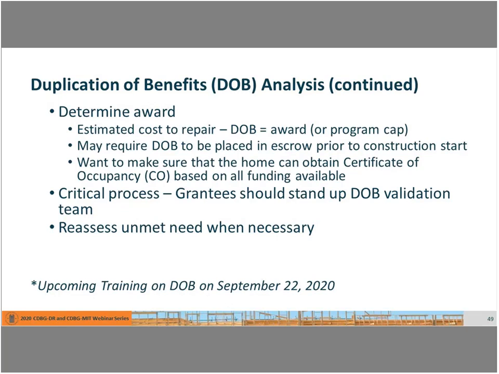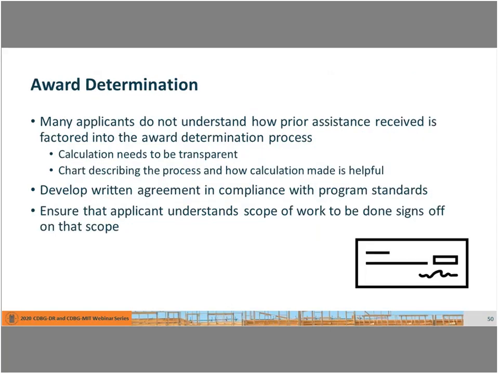Don't put yourselves in a position where you don't have sufficient resources between the applicant and the program at the onset to complete the repairs and secure a C of O. In those instances, you would not be able to demonstrate that you've met a national objective, and all the program funds that you've spent on that house would need to be repaid.